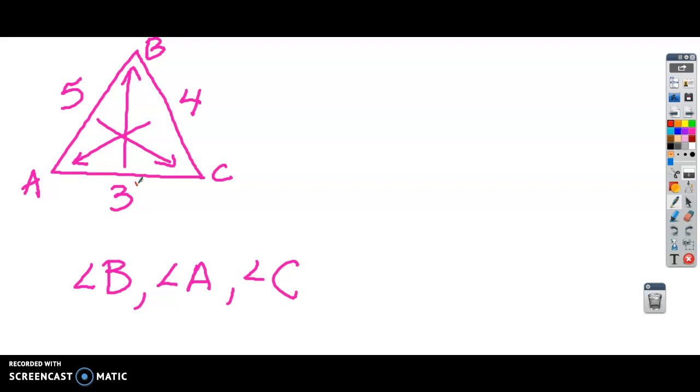So here's the shortest side. It's going to be across from the smallest angle. So angle B is the smallest. And then 4 is the next longest side, so A would be the next angle, and then C is the largest angle because it's across from the 5. All right, peace out.